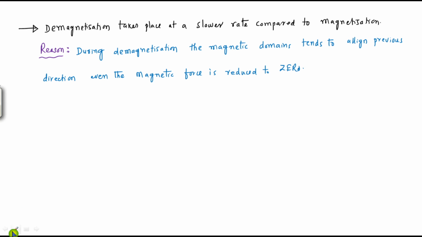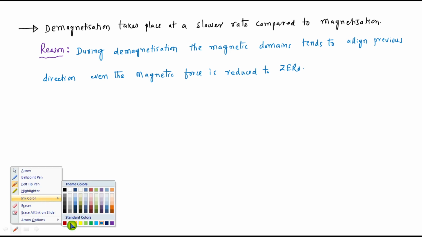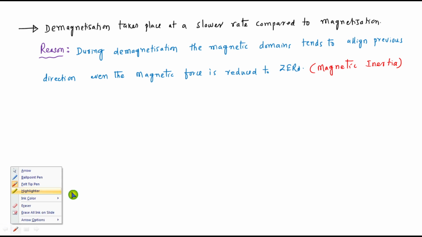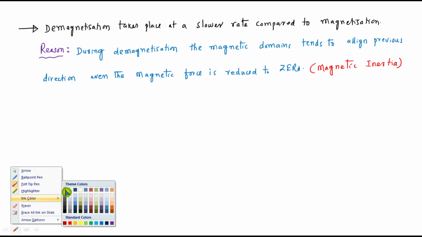This is called magnetic inertia. Now we have the term magnetic inertia, so the next point is, what will happen?